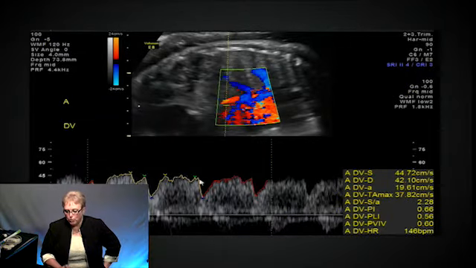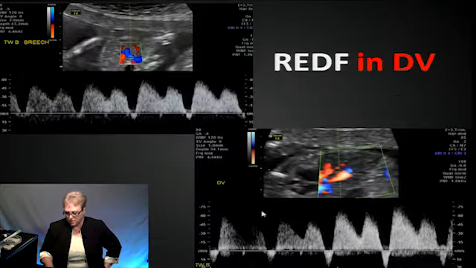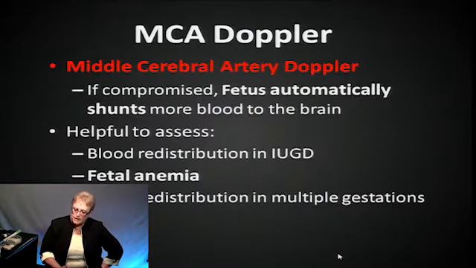All right, again, normal ductal flow, absent, so just like you do with the umbilical artery, absent flow, and then reverse. And then the MCA Doppler.